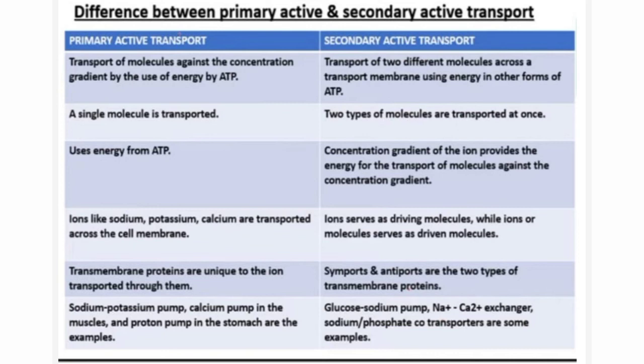Before, I said that in primary transport, sodium, potassium and calcium are transported. In secondary, ions provide energy for their own transport, like sodium and glucose. In secondary transport, two ions are transported, and symports and antiports are involved. We can see the symport and antiport diagram.